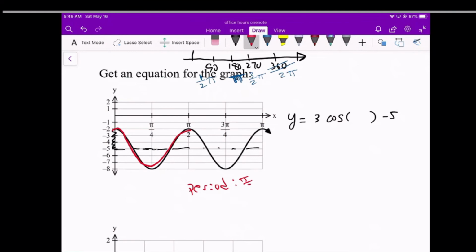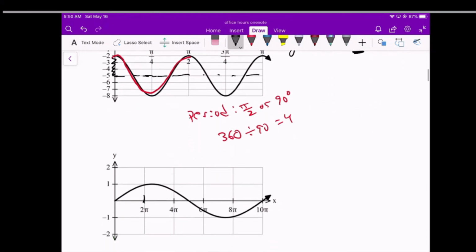is pi over 2. Again, remember pi is 180 degrees, so pi over 2 would be half of that. So the period is 90 degrees. Normally the period is 360. We're going much faster this time. 360 divided by 90 equals 4, so we're going 4 times as fast. And that means it's going to be cosine of 4x here instead of just cosine of x. We speeded things up by a factor of 4. And you got your equation.